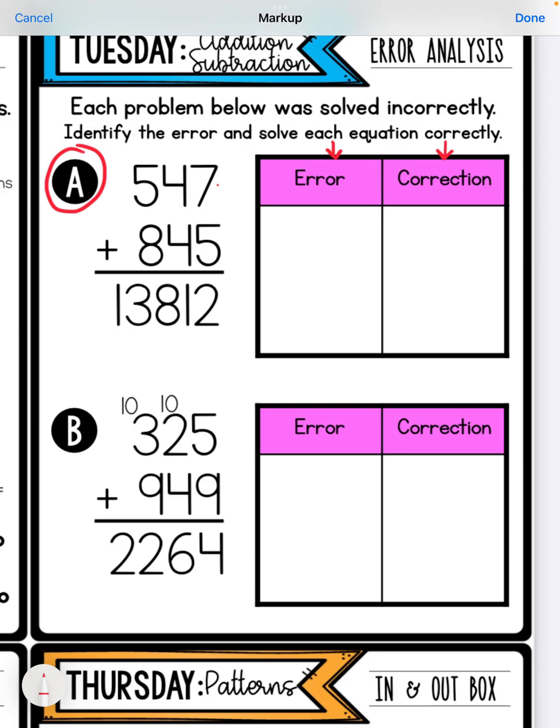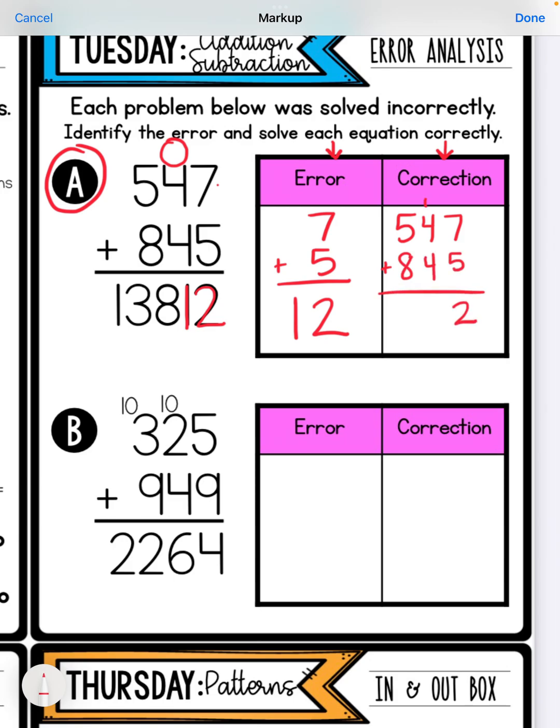So 7 plus 5 is 12. It looks like they put a 2 here, but they didn't carry the 1. They just kept it down here. So my error is going to be 7 plus 5 equals 2. They put 12 like this. So I put what the error was down here, and then I'm going to correct it. So I'm actually going to solve this problem. 547 plus 845. 12, I carry the 1. 1 plus 4 is 9. 13. This is the actual answer. So you should be able to do B on your own.